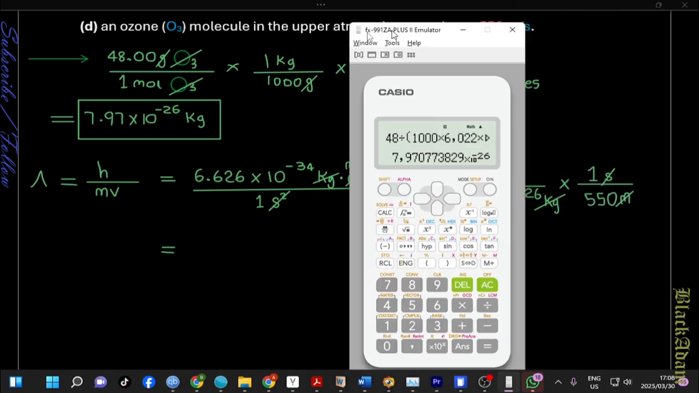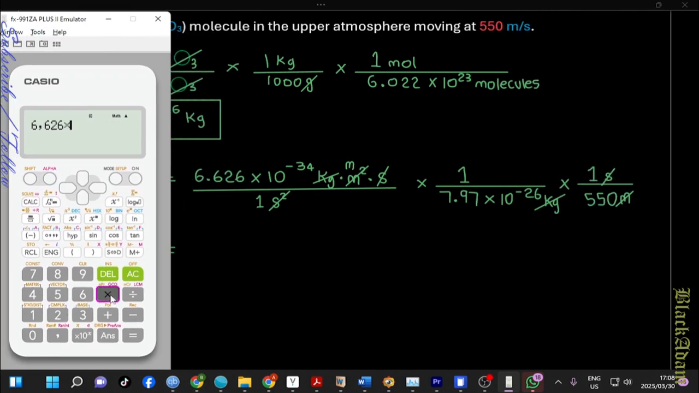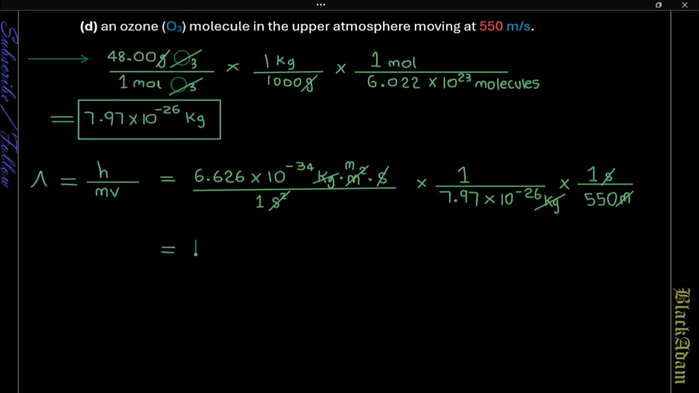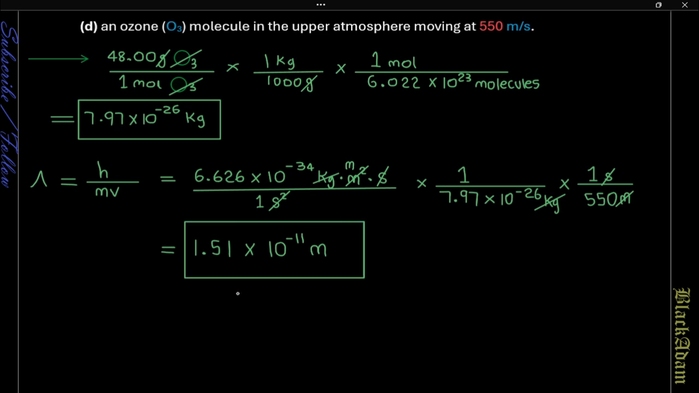So simplifying our answer, we have 6.626 multiplied by 10 to the power negative 34 divided by the product of 7.97 multiplied by 550. And all that gives us 1.51 multiplied by 10 to the power negative 11. So that's our final answer.